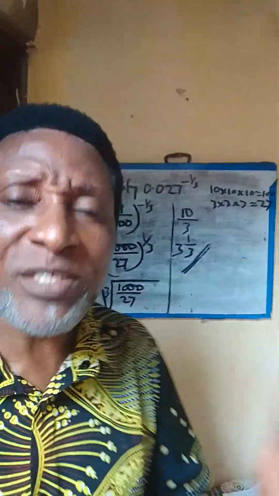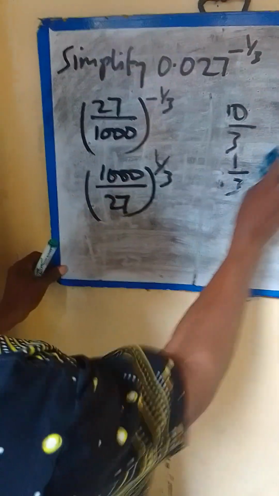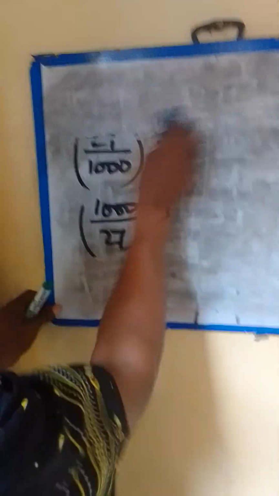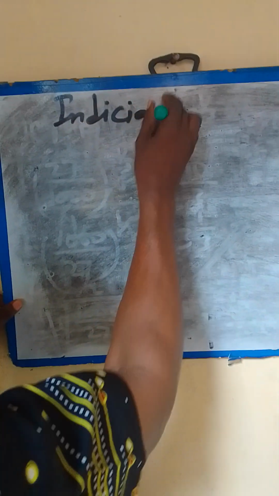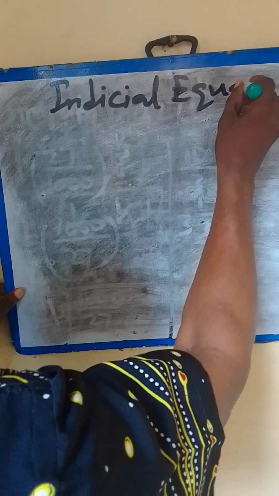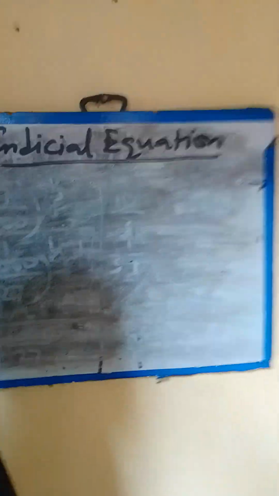So we are going to look now at the indicial equation. So what is an indicial equation? An indicial equation is indices in an equation form. Indices in an equation form is what we call an indicial equation.